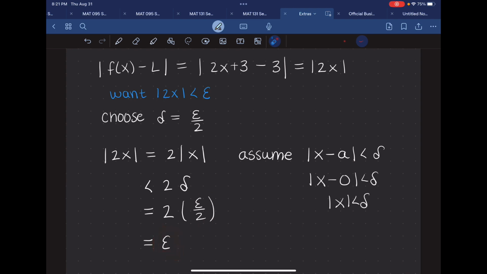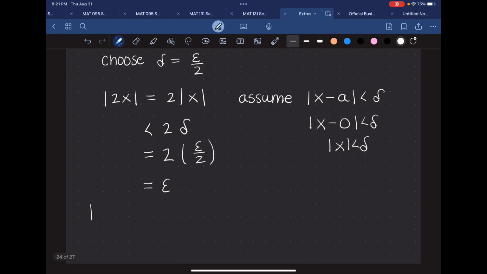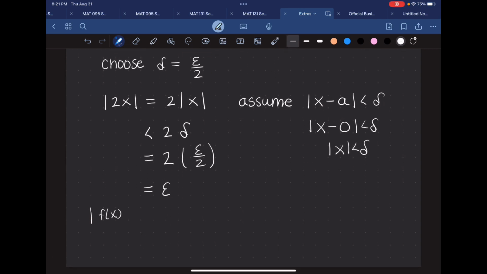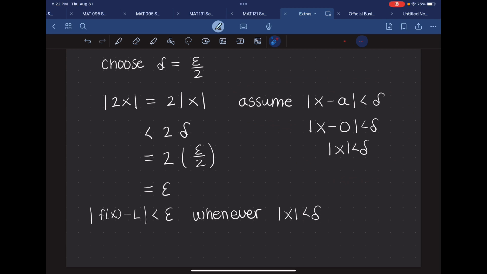So this whole chain that we went through started with f of x minus L, and it ended with less than epsilon. And this happens whenever we make the assumption that x is less than delta, which we assumed right here. And that's exactly the definition of the limit.